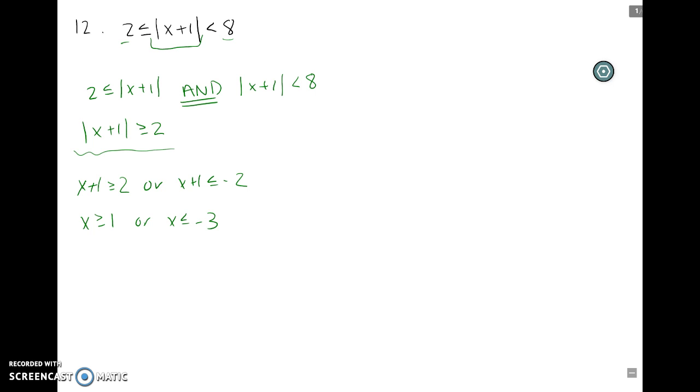The absolute value of x plus 1 is less than 8, not equal to, just less than 8. This would be an AND equation, right? So to take the absolute values away, you just put it on both sides. So negative 8 is less than x plus 1 is less than 8.